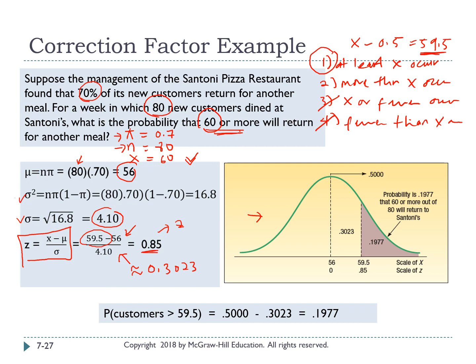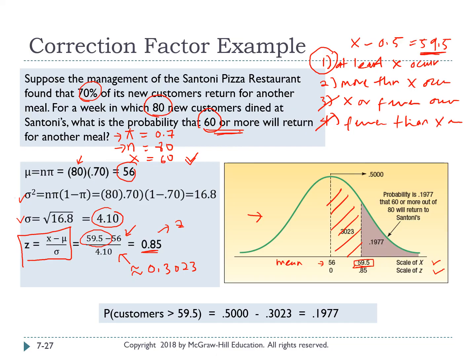Okay, so next you have to draw a diagram. Once you draw a diagram, you definitely have two scales, a scale for x and a scale for z. The scale for z in the middle is 0. The scale for x in the middle is your mean. You have computed it, you got 56, right? So this is your mean. And then you have computed the value of your new x, which is 59.5. So you have computed the probability or area under the curve. You got this area, which is 0.3023. Is this your final answer?